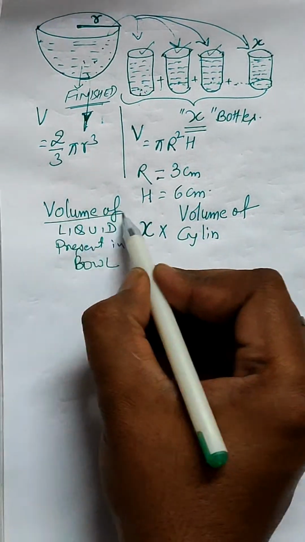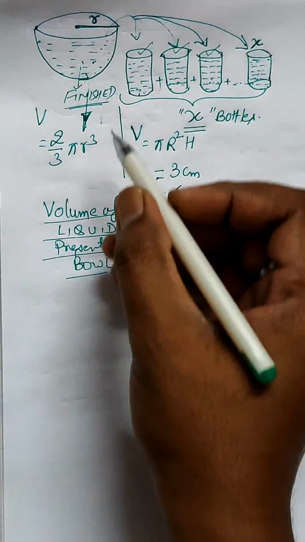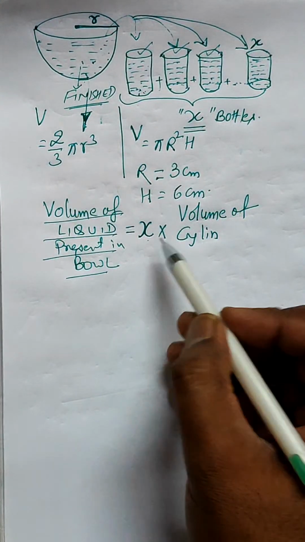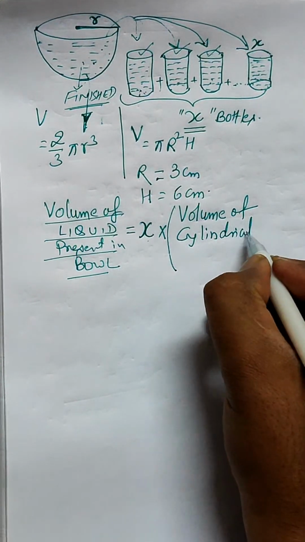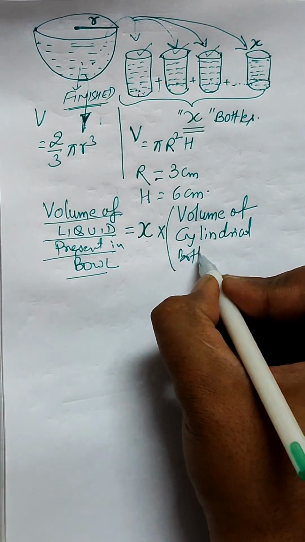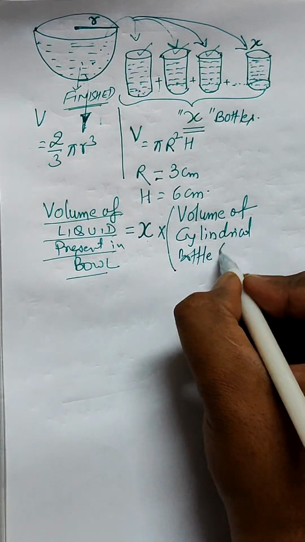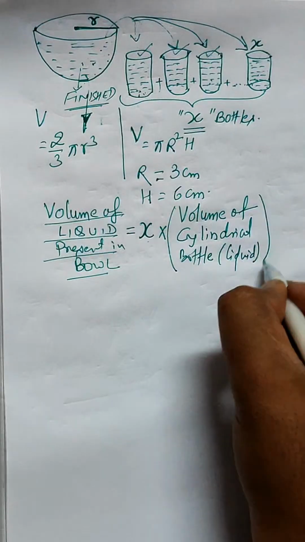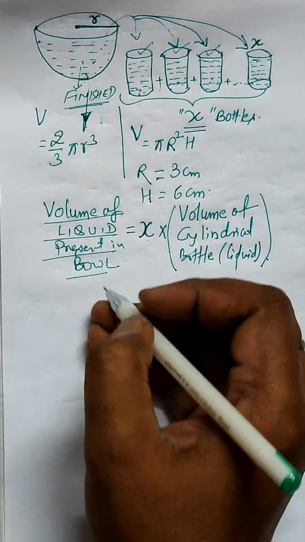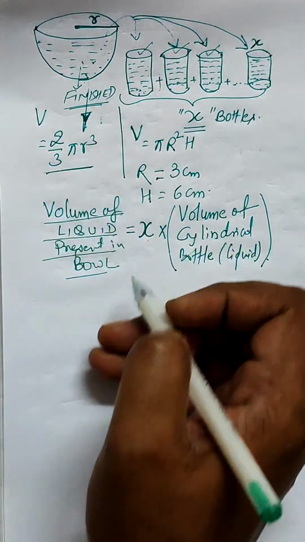Yes. So the volume of the liquid present in this bowl is equal to x times the volume of the cylindrical bottle. I mean to say the liquid present in the cylindrical bottles. So you just write up the formula as we said, 2 by 3 pi r cube.